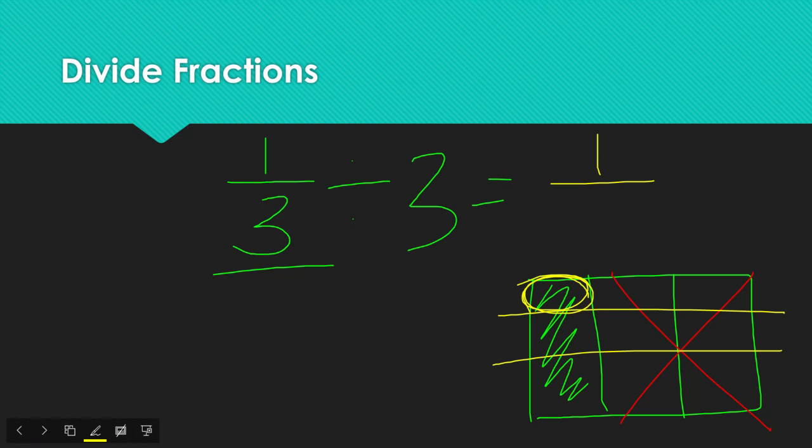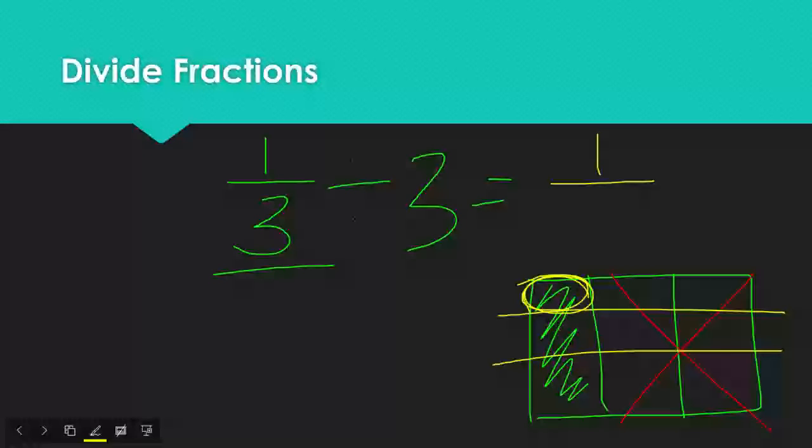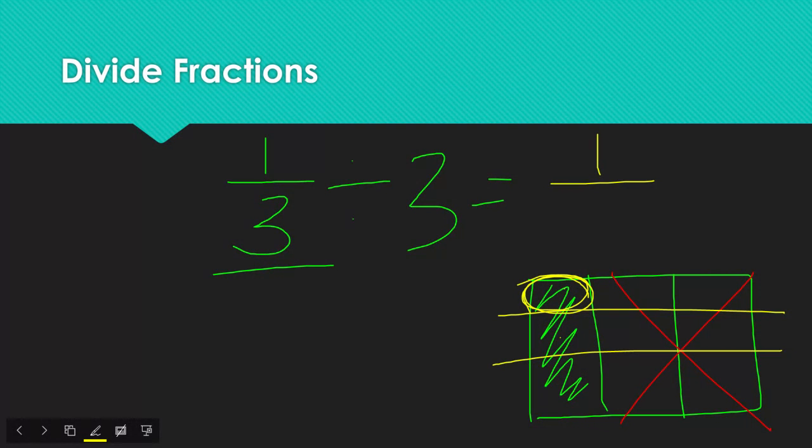But my denominator, though, is a little bit different because out of the whole pan, how many pieces did I create? And that's where you would count 2, 3, 4, 5, 6, 7, 8, 9. So a third divided by 3 is 1/9. That was the quickest review.